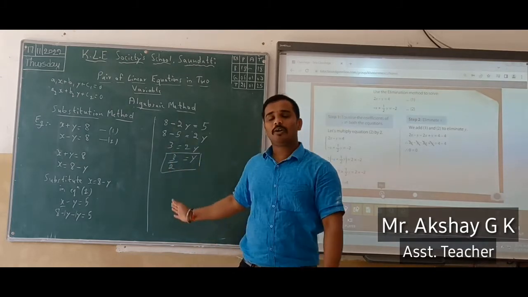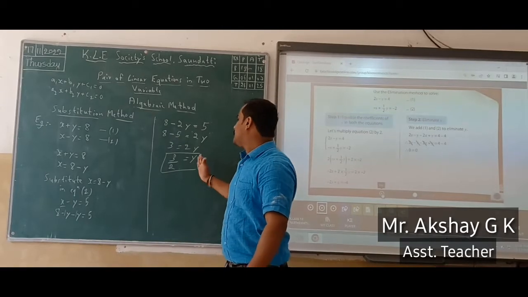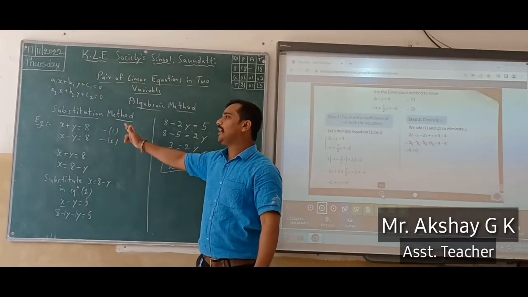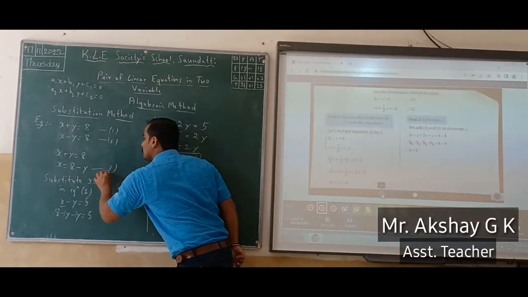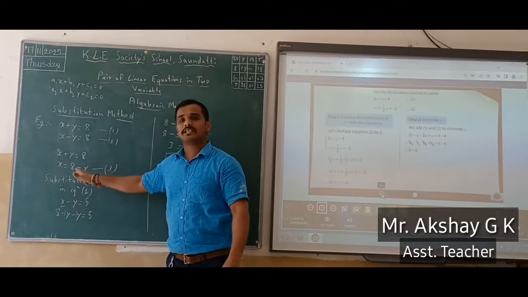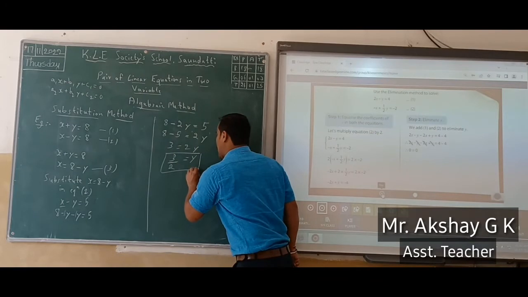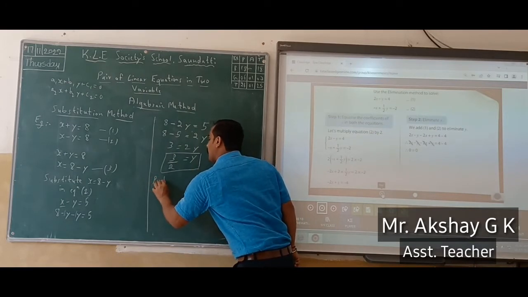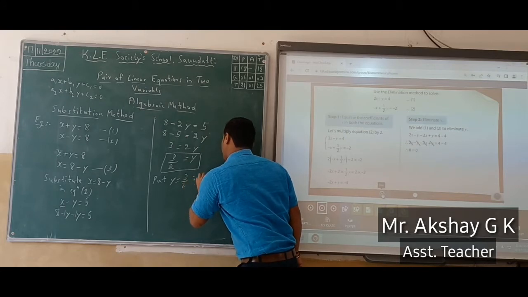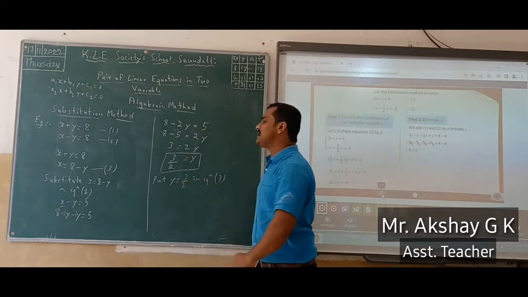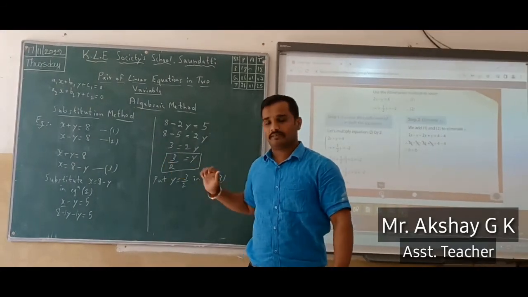Now when you have got one value, we can put this y is equal to 3 by 2 in equation 1 or equation number 2, or this given equation x is equal to 8 minus y. Now I will put y is equal to 3 by 2 in equation number 3 so that it will be easy for me to solve it.